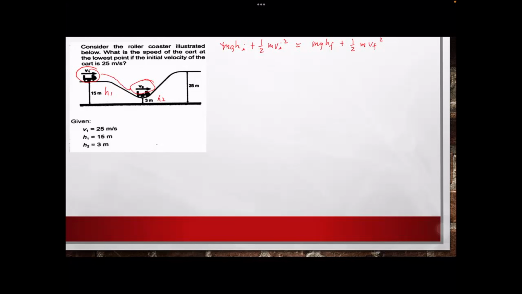Ang hinahanap natin ay V2. So ito yung V2 natin. Lipat natin ito dito. So magkakaroon tayo dito ng 1/2 mvf squared is equal to mghi plus 1/2 mvi squared minus mghf. Then, we need to divide by, ano muna, tanggalin muna natin yung 1/2. So multiply by 2 and by 2.